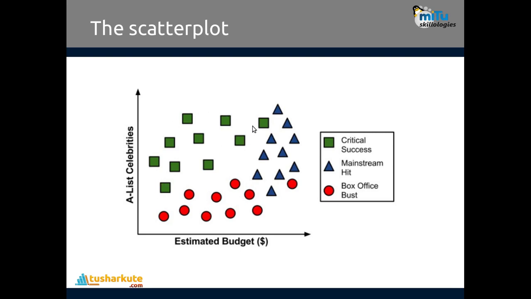The green squares are the critical success movies plotted there. The red circles are the box office bust movies plotted here, and the blue triangles are the mainstream hits. These movies are plotted over here. Okay, so the plot is done.